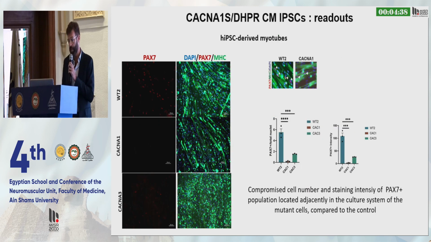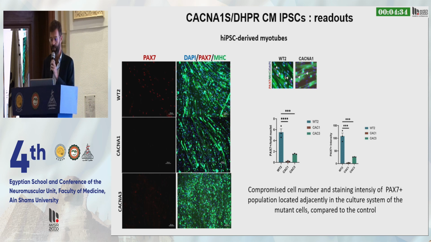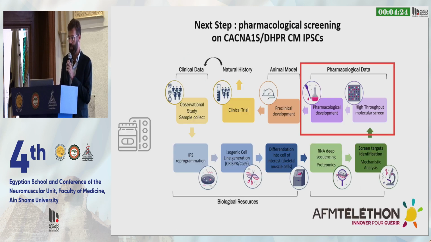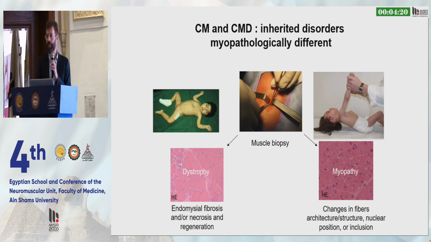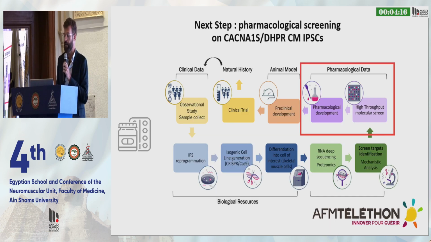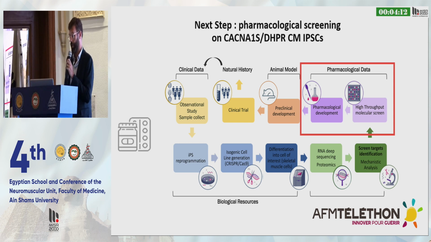We also saw something interesting. Another time, this PAX7 cell, the muscle satellite cell, seems to be compromised in the patient that you have here compared to the wild type. So we have now readouts. We will go into the pharmacological screening, and maybe next year I will tell you that we possibly have a drug that could be used in this condition and could be translated into a clinical trial.